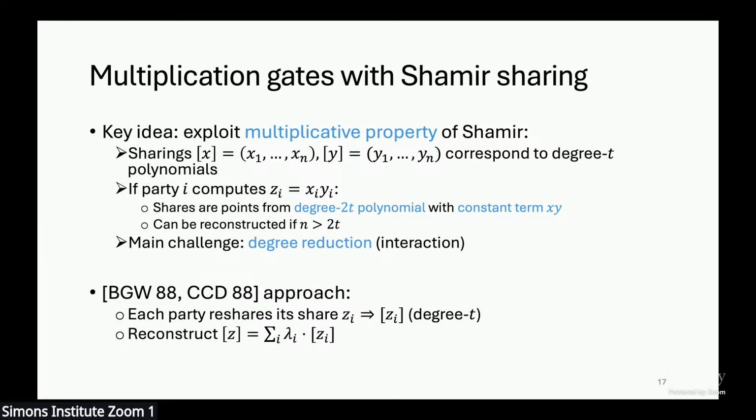So this is a super elegant approach where just adding a little bit of interaction for each multiplication gate, you can now evaluate an entire circuit while keeping the degree t, with each multiplication gate just temporarily increasing it to 2t. And this is where the n greater than 2t requirement comes from with honest majority MPC.